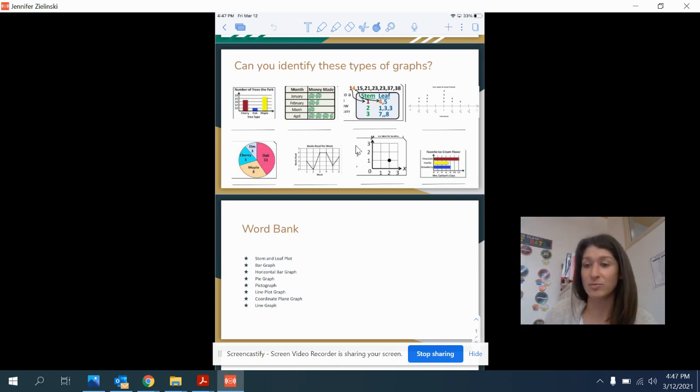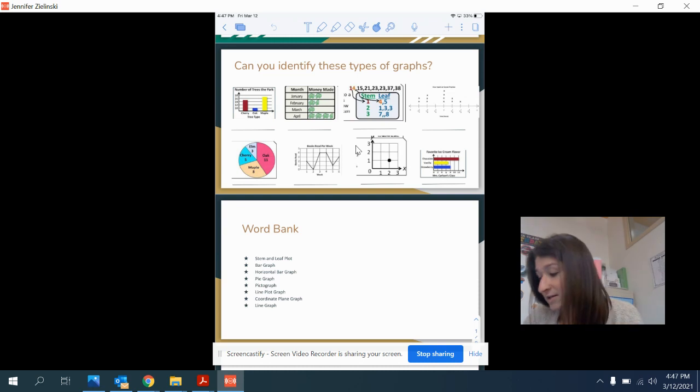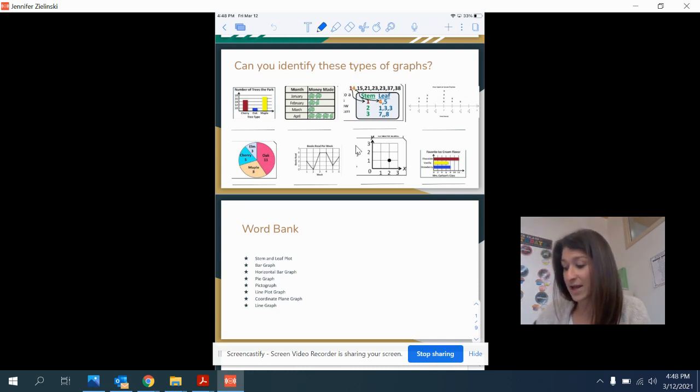Some of them are a little bit more obvious than others. But let's see if we look at our word bank here. Stem and leaf, bar graph, horizontal bar graph, pie graph, a pictograph, line plot graph, coordinate plane graph, and a line graph. As I'm looking at these pictures, I've definitely seen some of these before. And I'm going to kind of use process of elimination for ones that I have seen. And some of our clues are actually in the graph name.